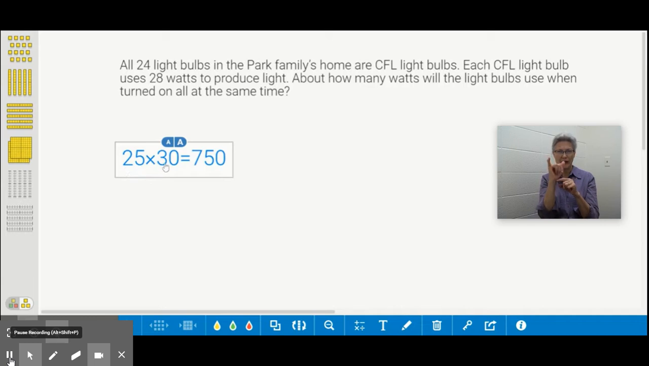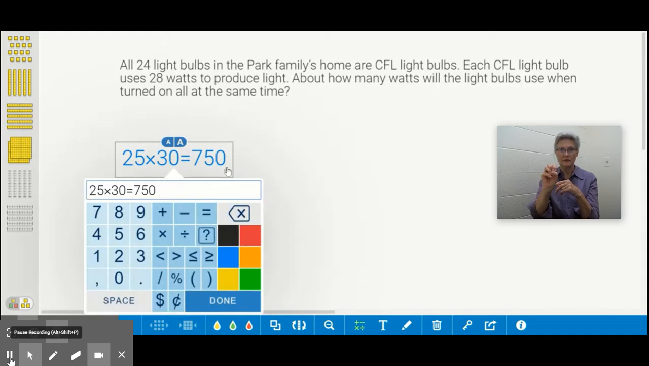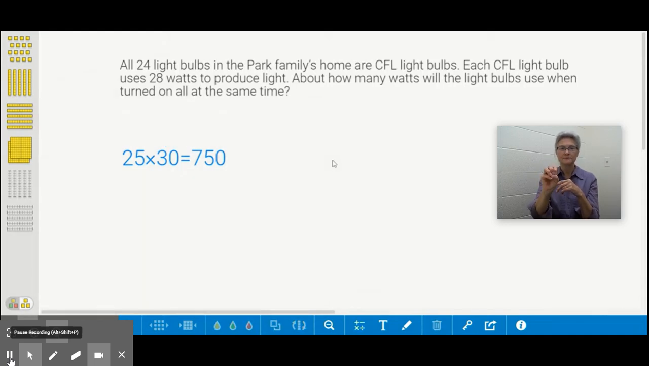So 25 times 30, well, 25 times 3 is 75. I can count by 25: 25, 50, 75. But this isn't 3, it's 3 tens. So 25 times 3 tens would be 75 tens, or 750. So 750 watts when all of the bulbs are on at the same time.